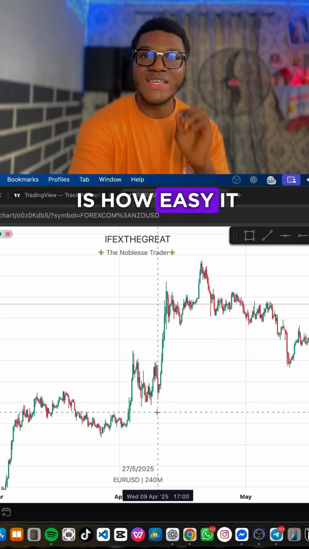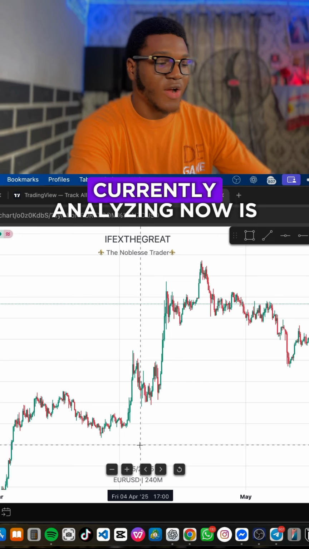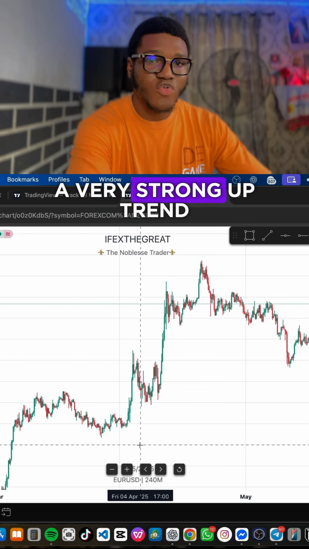What's up guys, this is how easy it is to mark out your support and resistance zones in the forex market. First, the pair we are currently analyzing is EUR/USD, and you can see off the bat EUR/USD is in a very strong uptrend.